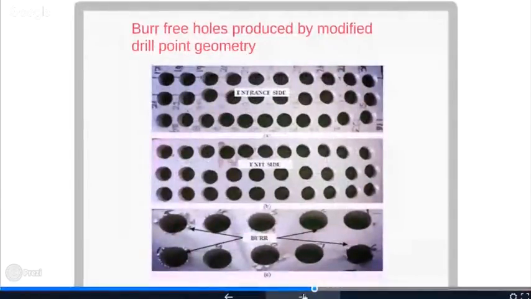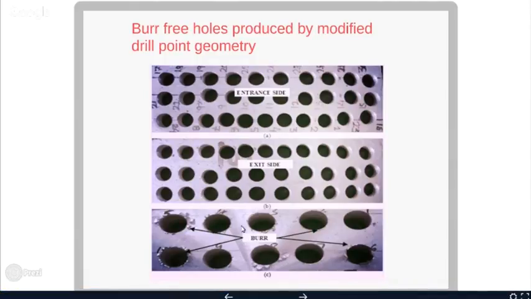So when you analyze and compare these drill point geometry results, holes made with the help of these drill point geometries, we observe that there is no burr formation on the exit as well as on the entrance side of the workpiece, as compared to the burr formed with a conventional drill point geometry. Here you check, this is a very clean hole made with the modified drill, but here we have some burr formation. Here we have some burr formation.